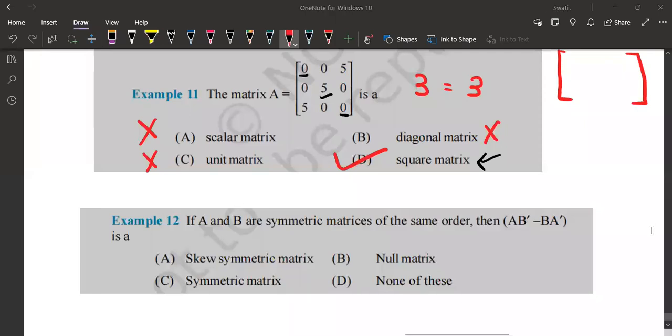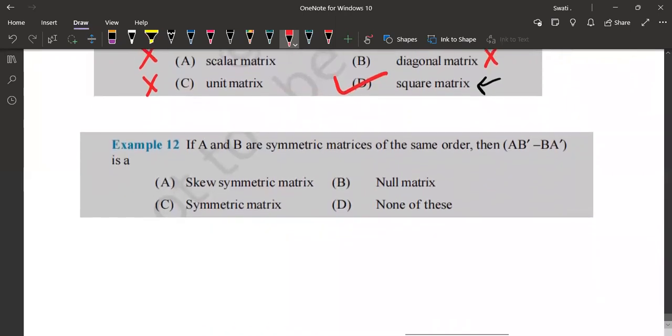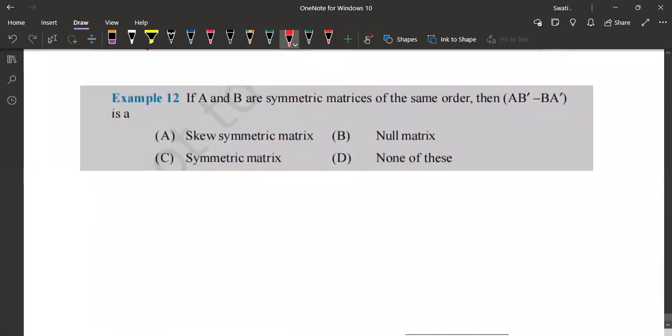This is our next question. Again, multiple choice questions. So we need to check which is the correct option. If A and B are symmetric matrices of the same order, then AB transpose minus BA transpose is a skew symmetric matrix, a null matrix, a symmetric matrix, or none of these. So let's do one thing.